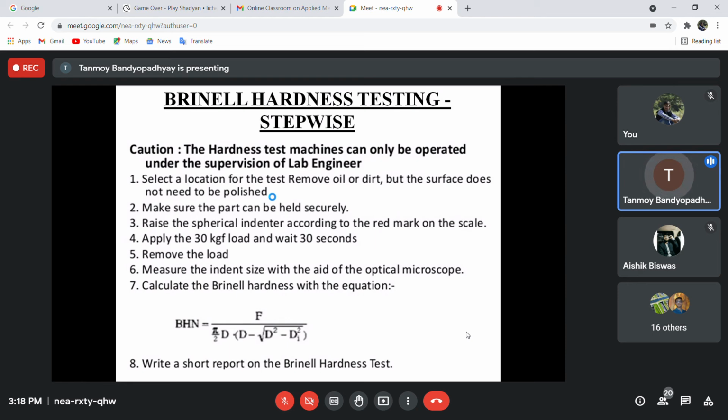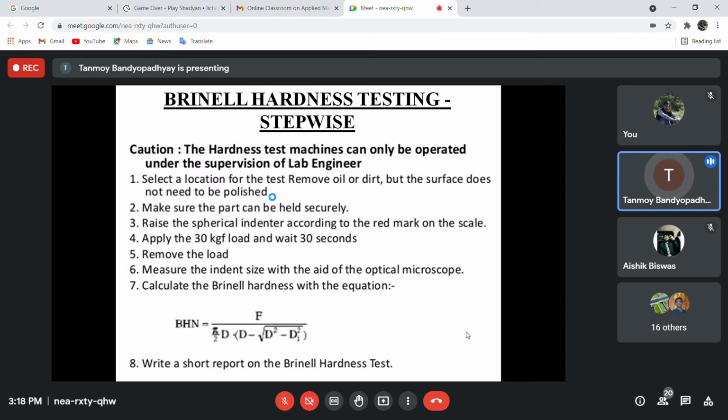Okay, so in that case, the load is not at all perpendicular to the surface of the specimen. In that case, you don't get any reliable values for the impression diameter or the impression depth, anything. So the actual experiment doesn't give you any reliable values.